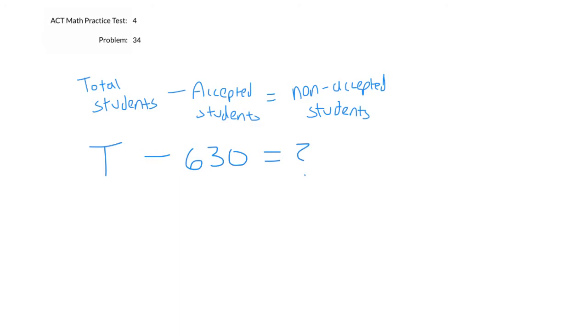Now, apparently, 2 out of every 7 applicants are accepted. So this is a part over a whole. What the whole represents is the total amount of students that we're dealing with, and what the part represents is the accepted students. I'll do a little A there in parentheses. Accepted students. So there's 2 accepted students for every 7 students in general.